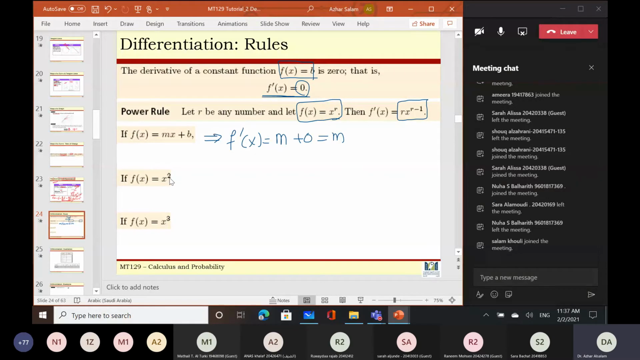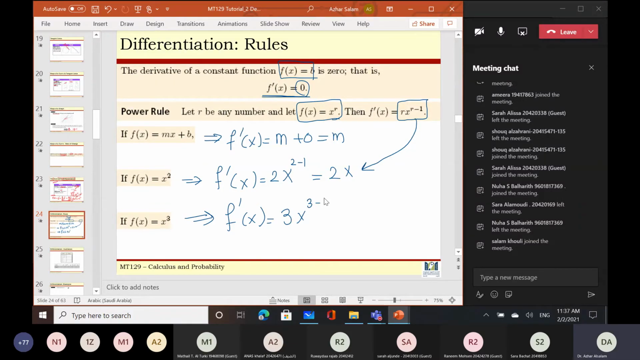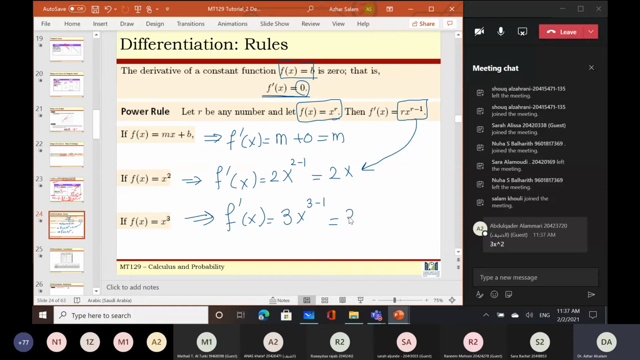If the variable here has a power like x squared, the derivative f dash of x equals 2 multiplied by x to the power 2 minus 1, which is 2x to the power 1, which is 2x. We use this rule. The same rule here, x to the power 3 that we just solved in the definition. f dash will be 3x to the power 3 minus 1. Yes, it will be 3x squared.